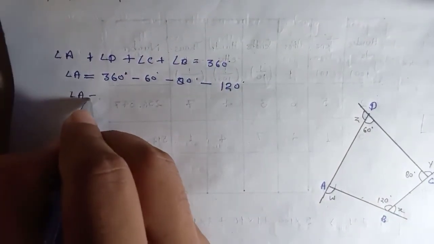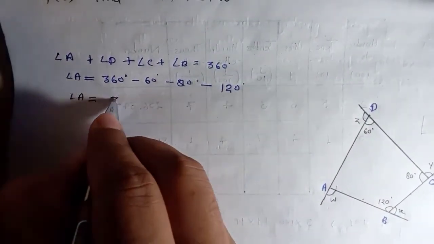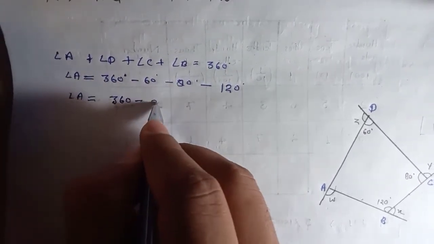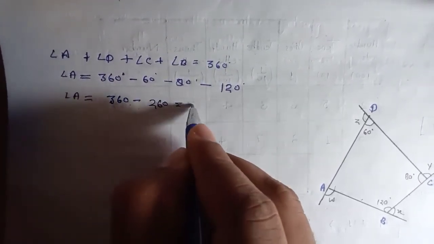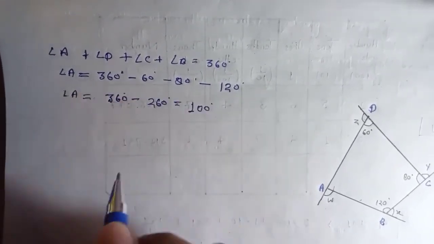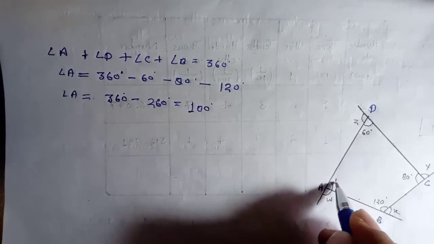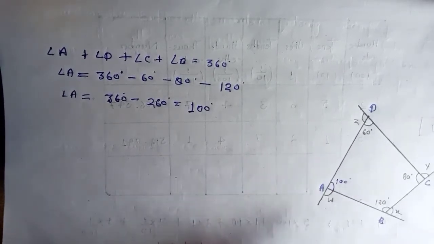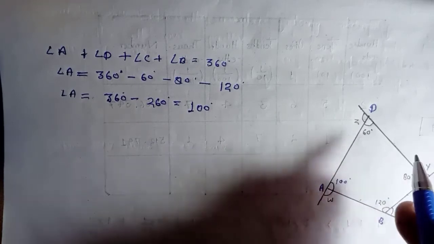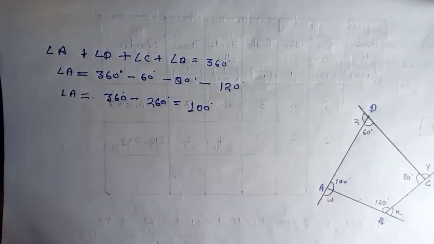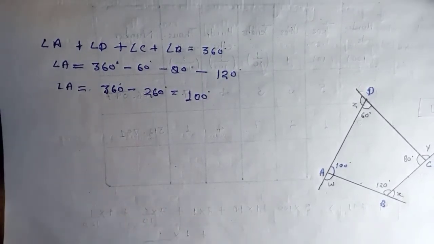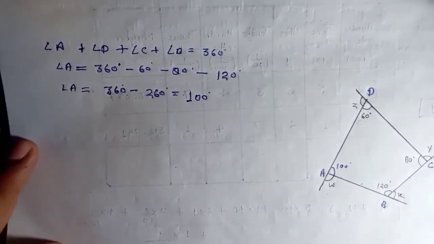Now calculate the value of A. You will get 360 minus 260, and the result is 100 degrees. So here this angle is 100 degrees. Now we have linear pairs and we can calculate the value of x, y, z and w from here, and easily we can calculate that. So let's calculate the value of angle x.